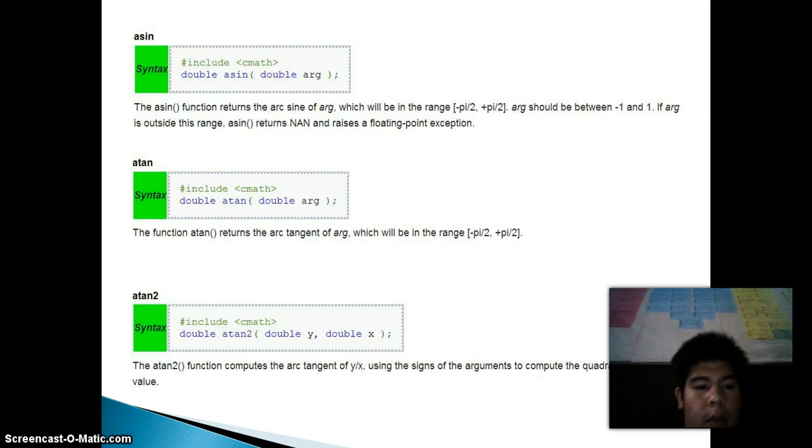The next is arctan. The arctan function returns the arctangent of ARG, which will be in the range -pi/2 to pi/2. This will be the syntax of it. The next is the arctan2 function. It computes the arctangent of y over x, using the signs of the arguments to compute the quadrant of the return value.